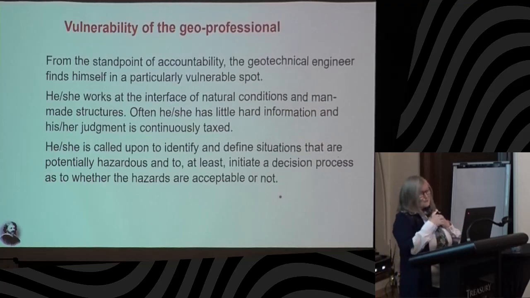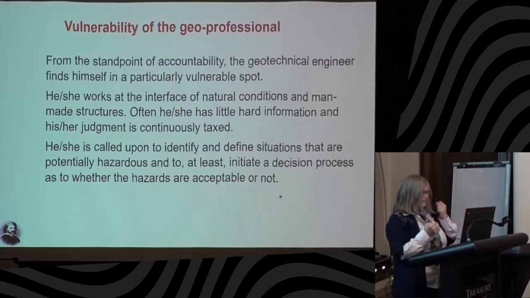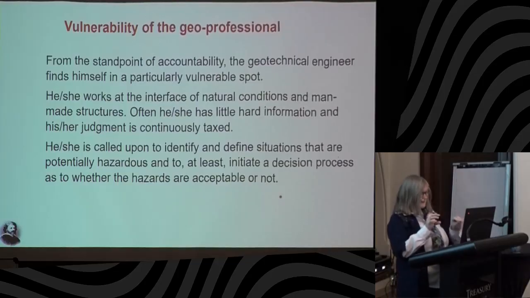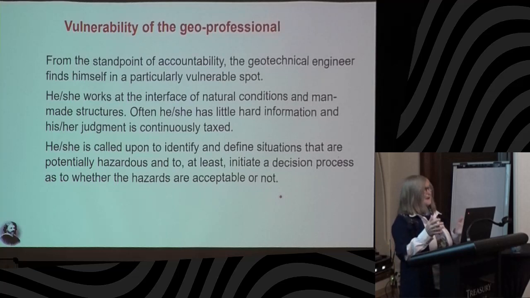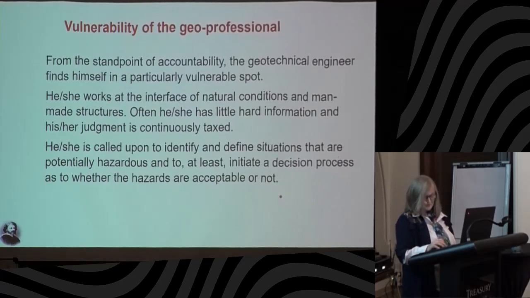And also, our role is important there, and we have a very difficult role because the geotechnical engineer finds himself in a vulnerable spot. We work at the interface of natural conditions, rainfall, earthquakes, and man-made structures. And often we don't have enough information, and we have to use our judgment. So we're called to identify and define situations that are potentially hazardous, and to at least initiate a decision process on whether the hazards are acceptable or not.